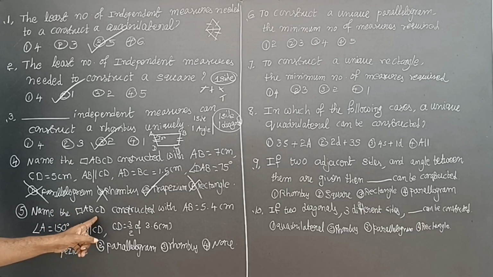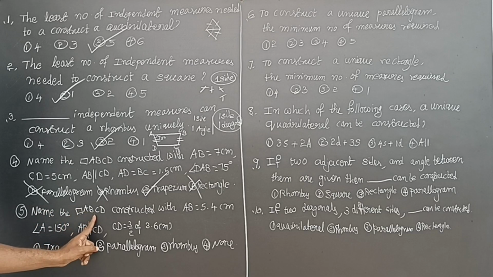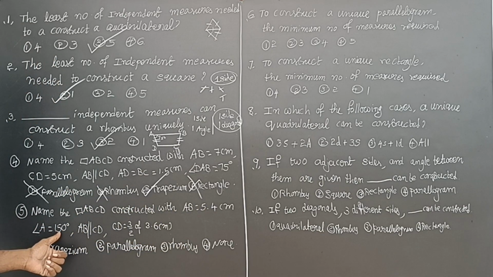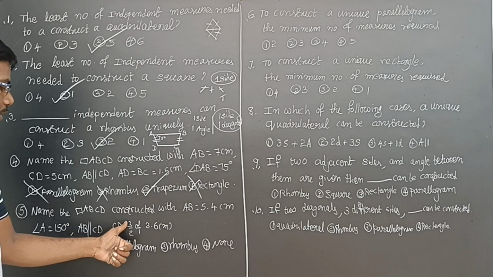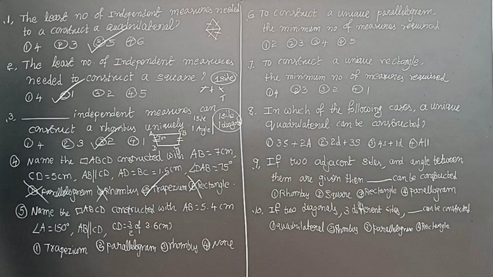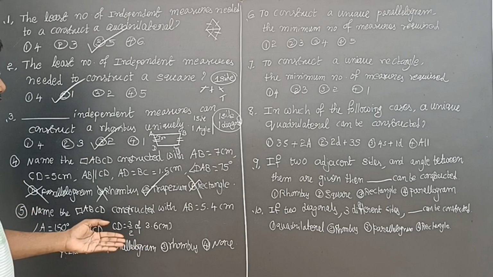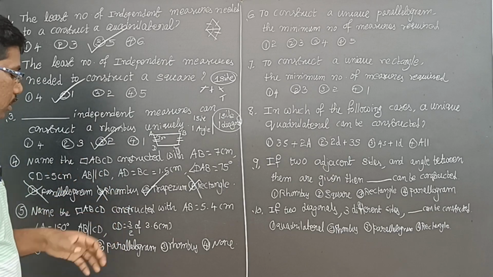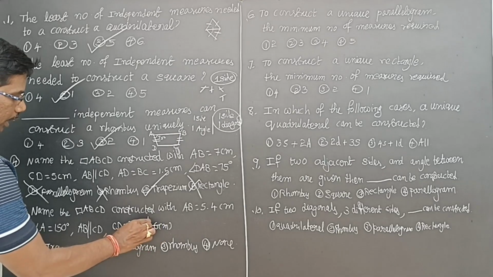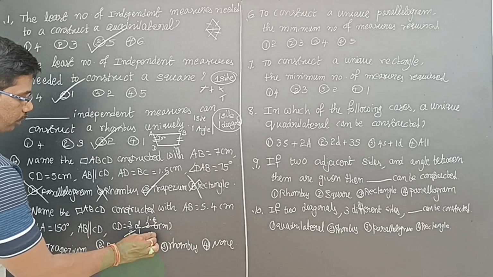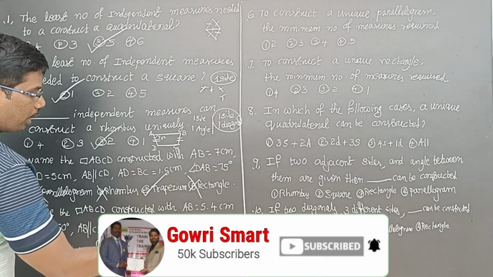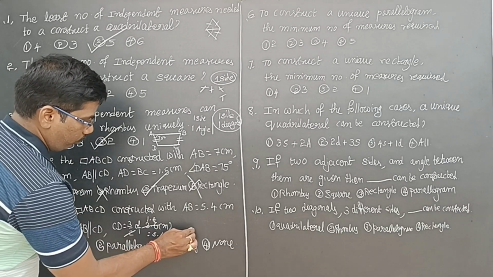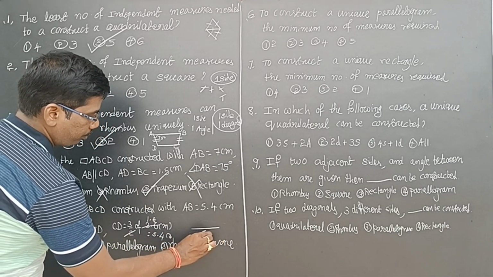Next. Name the quadrilateral ABCD constructed with AB equal to 5.4 centimeters, angle A equal to 150 degrees, AB parallel to CD, and CD equal to 3 by 2 of 3.6 centimeters. Now see here, 3 by 2 of 3.6 centimeters means we have to find the CD value first, and after that we have to draw the construction. Now listen, 2 ones are 1.8, so 3 times 1.8 is 5.4. Now see here, AB is 5.4 and CD is also 5.4. Now see clearly, AB, this is 5.4.